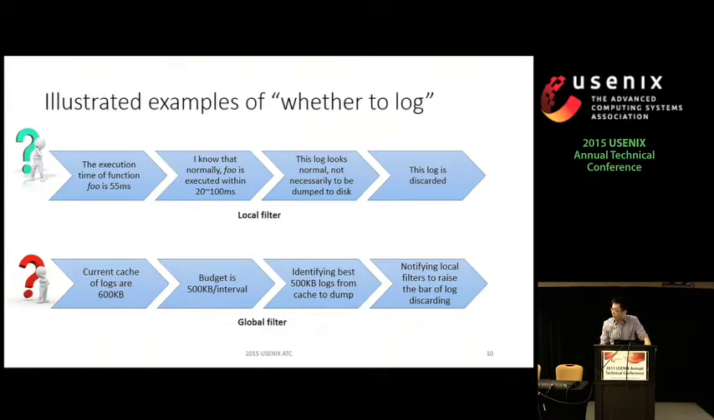Below is an example for the global filter. After a period of time interval, the global filter is triggered. Now, the cache of the logs is 600 kilobytes, and we know that the budget is 500 kilobytes. So we need to identify the best 500 kilobytes among these cached logs and dump them to disk. And at the last, I also need to notify each local filter to increase the bar of this log discarding, since the cached log size has significantly exceeded the budget size. These are two brief examples.